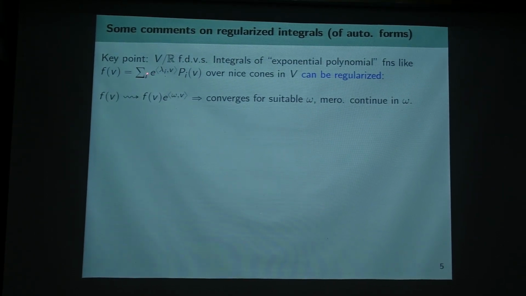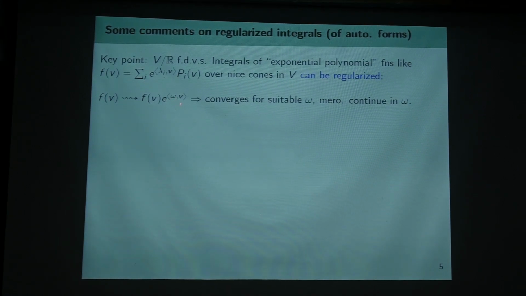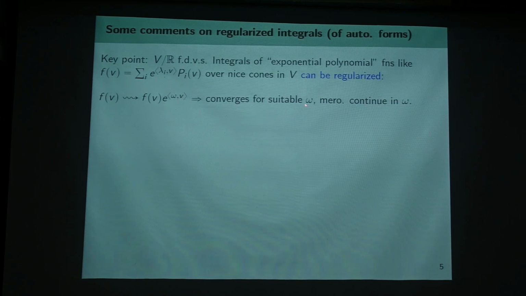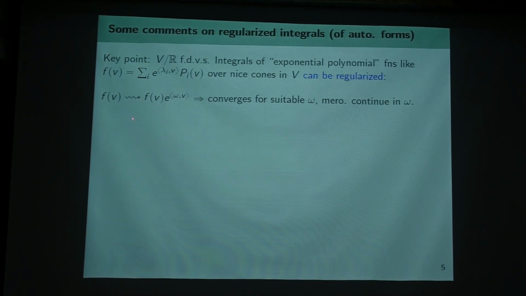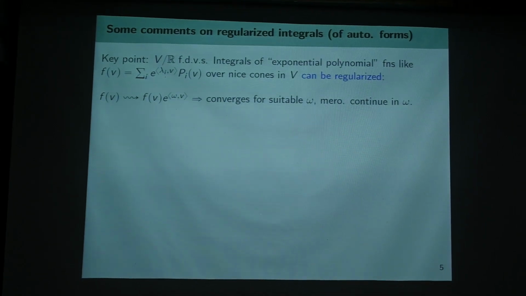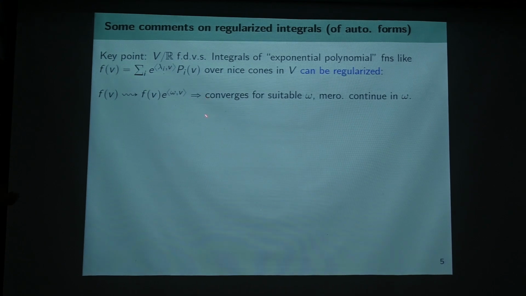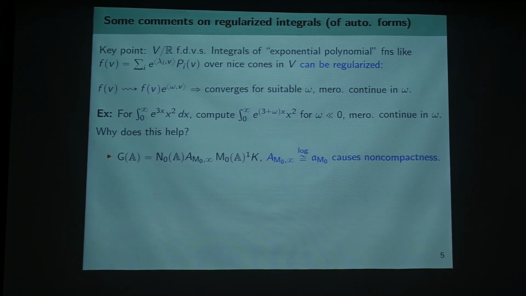So how do you integrate such a function? You are multiplying it by some function like e raised to omega comma b. If you do that, for omega which is rapidly decreasing on your cone of interest, such an integral will converge and then you meromorphically continue in omega. Okay? So that's the philosophy of regularized integral. And here is the example that I described earlier.